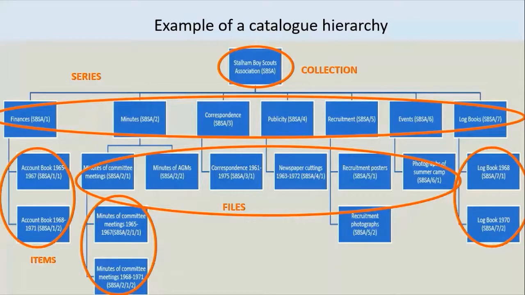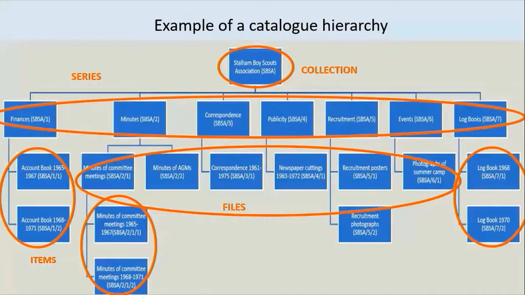Please note you can go straight from series level to item level if there are only individual items within a series. For example, 2 account books rather than a whole file of documents. I've put the account books into the financial series as that's the function they relate to, and they are numbered in chronological order. Under minutes, I noted we have minutes of committee meetings and minutes of AGMs, so it's best to keep those as separate files as they relate to different types of meeting. So there's an extra layer under committee meetings to record the individual minute books at item level, where I have again numbered each set of minutes chronologically.